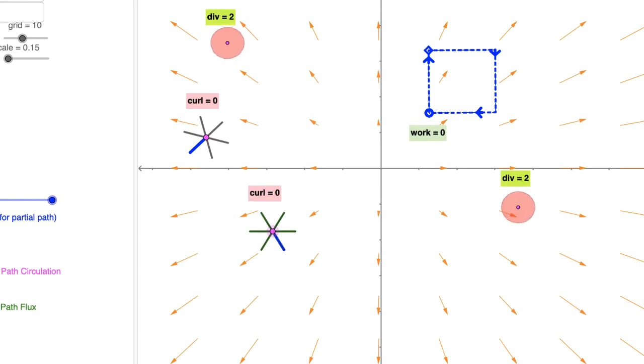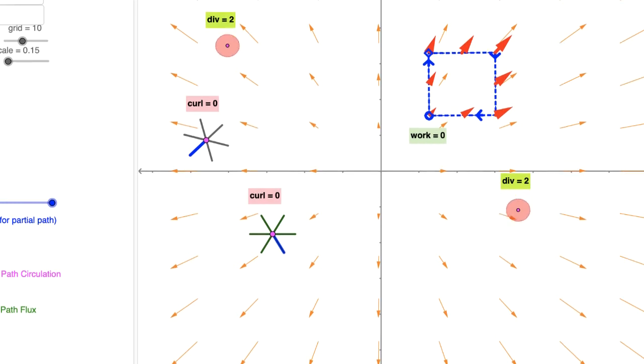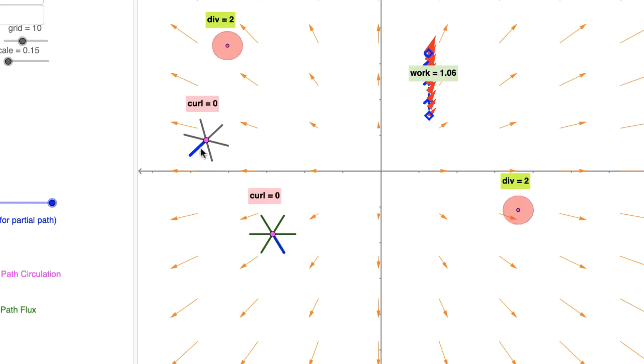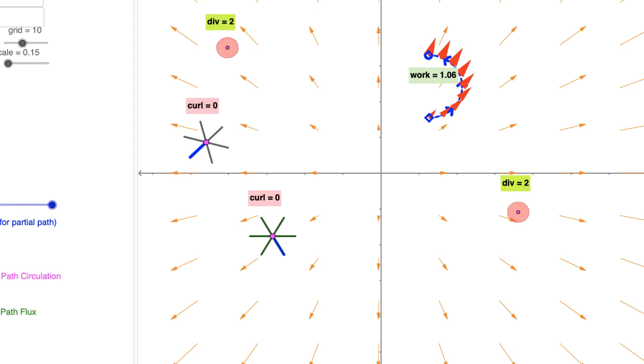Since the curl is 0, that also means that when you compute the work along a closed curve, the work has to be 0, as we had already seen before. But obviously, depending on other curves which are not closed, the work may still not be 0.